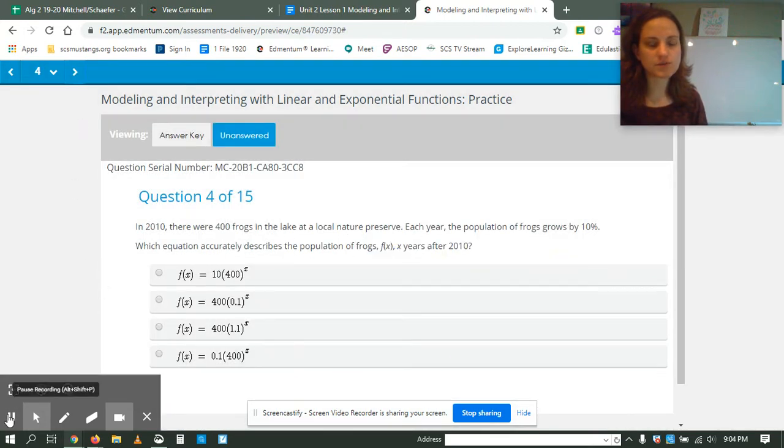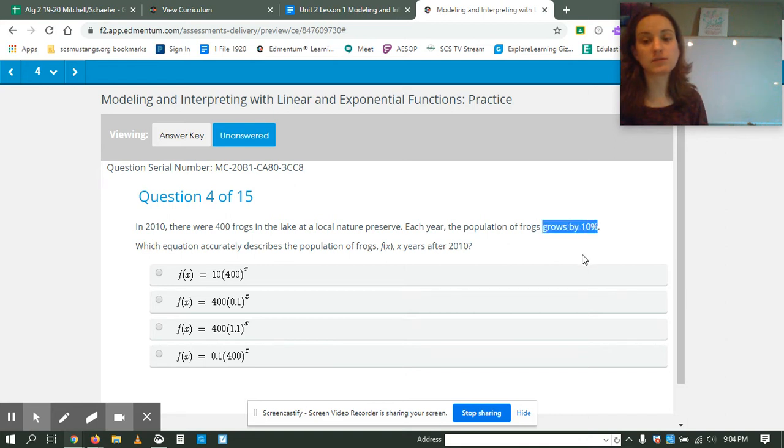Looking at question 4, in 2010, there were 400 frogs in the lake at a local nature preserve. Each year, the population of the frogs grows by 10%. So this is important. It's growing, so you need to be looking out for words that are increasing and decreasing. Another hint for what this function is going to be between it being linear versus exponential, besides what they give you in the multiple choice, is the fact that they use a percent.